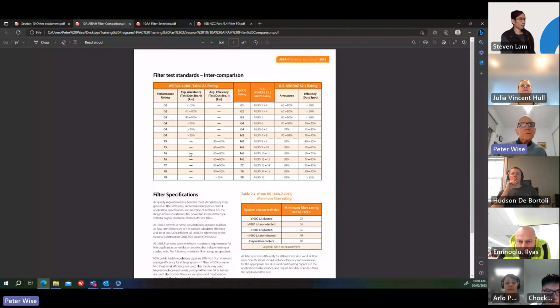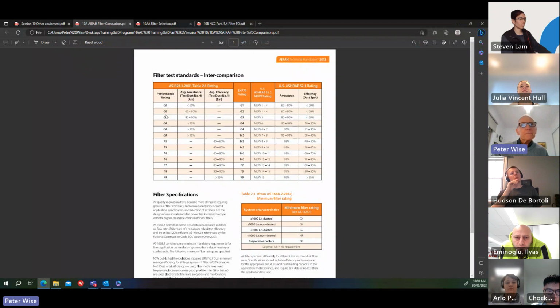I wanted to show you this because sometimes, if you're looking at filters, they might give a MERV rating, MERV rating, which is the American rating. So this is US ratings here, ASHRAE 52.2 MERV ratings, okay?